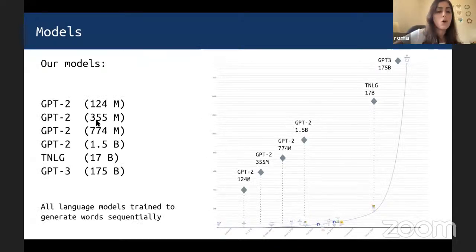We start with 4 GPT-2 models of sizes 124 million parameters to 1.5 billion parameters, a TNLG model that contains 17 billion parameters, and then a GPT-3 model that contains 175 billion parameters. All these language models, crucially, have all been trained in pretty much the same way, which is to generate words sequentially from left to right.